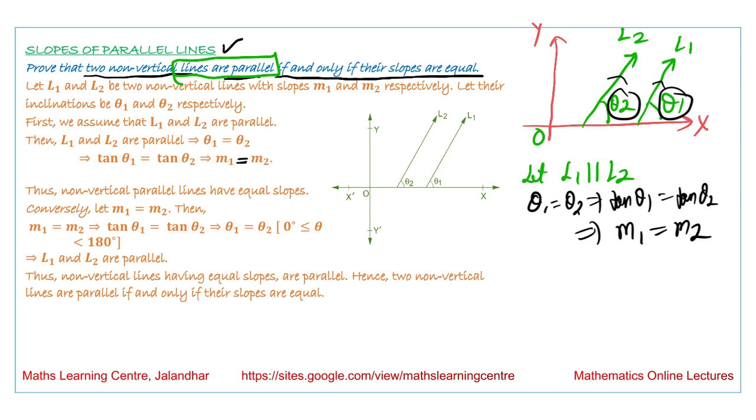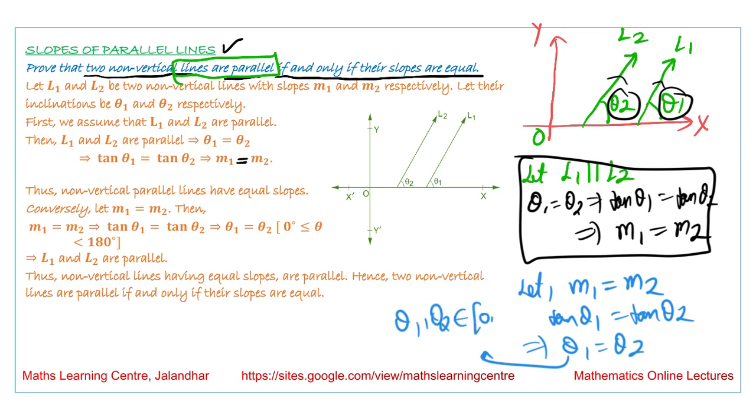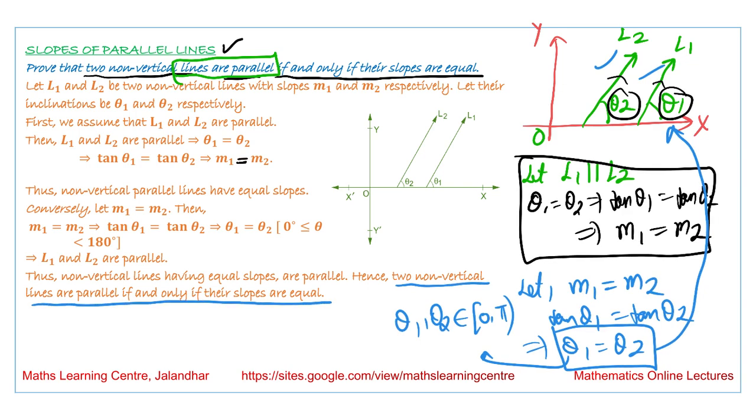And conversely, if we consider that there are two lines whose slopes are equal, let m1 be equal to m2. Then this means that tan of theta 1 is equal to tan of theta 2, and this implies that theta 1 is equal to theta 2. This holds because theta 1 and theta 2 belong to 0 to pi. So theta 1 is equal to theta 2 means both these angles are equal. It means both these lines are parallel to each other. So we have obtained that two non-vertical lines are parallel if and only if their slopes are equal.